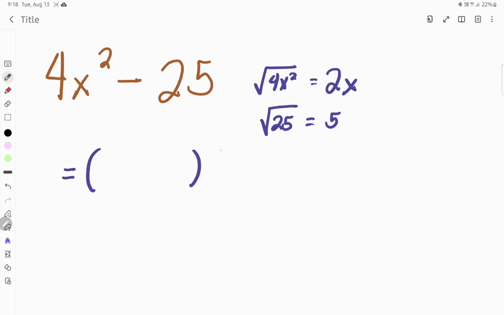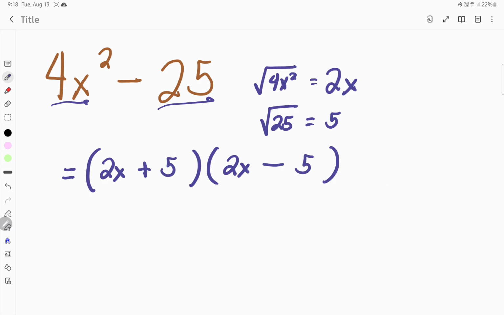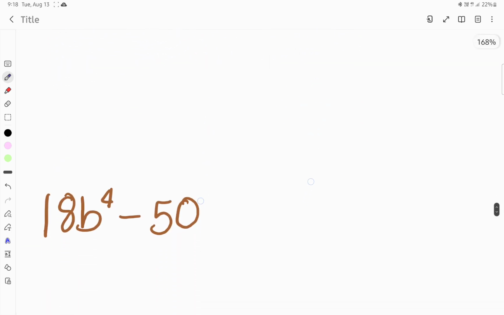Once again, get two grouping symbols. So, the square root of 4x squared, that would be 2x. Rewrite that. And then the square root of 25, so we have 5, and this one would be 5. One would be a sum, and one would be a difference. So, this is now the answer for the factor of 4x squared minus 25, because it is a difference of two squares. Okay, let's have another challenging part.